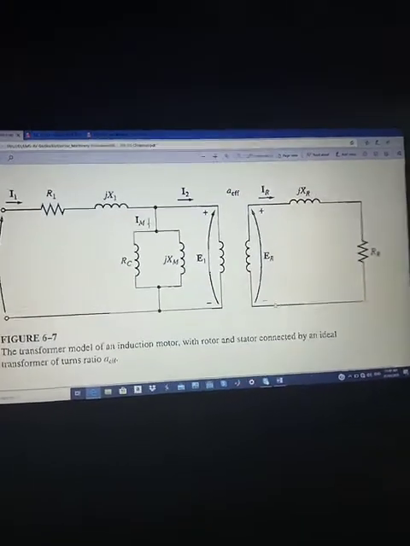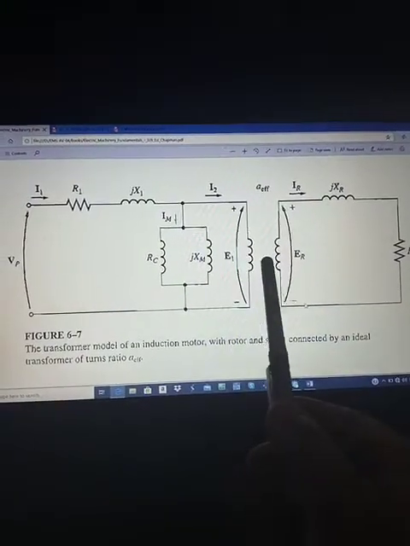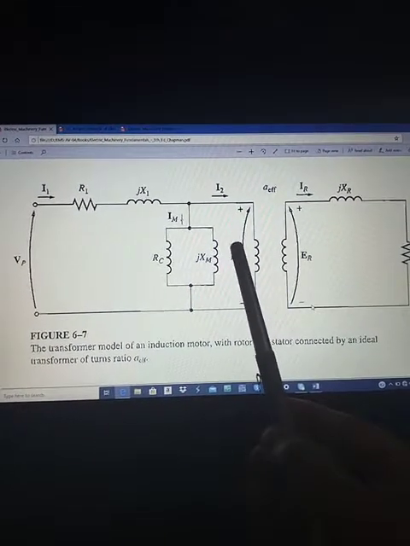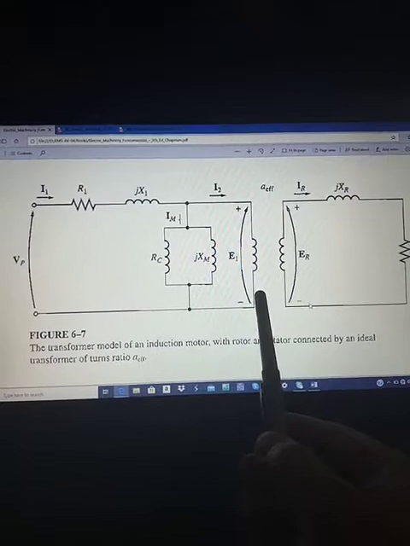Now look at this diagram. This is the equivalent model of an induction motor.